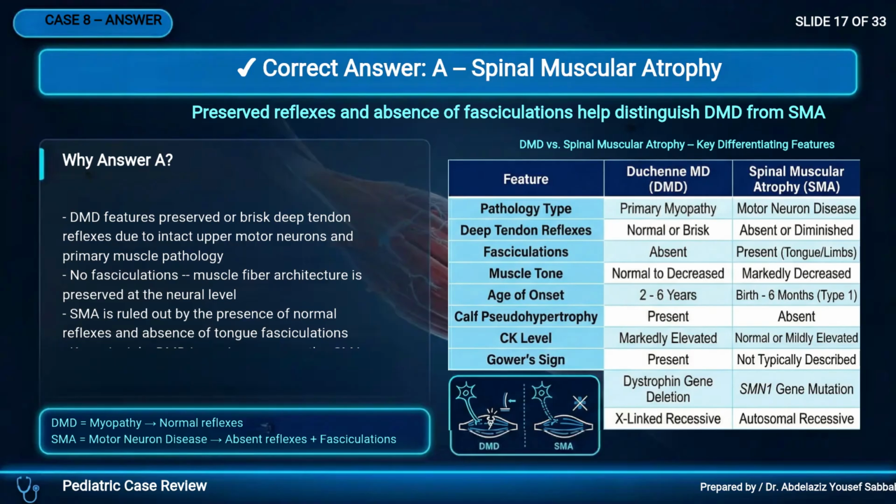In Duchenne muscular dystrophy, reflexes are normal or brisk, fasciculations are absent, calf pseudohypertrophy is present, creatine kinase is markedly elevated, and the condition follows X-linked recessive inheritance. In spinal muscular atrophy, reflexes are absent or diminished, fasciculations are present, creatine kinase is normal, and the mutation is in the SMN1 gene with autosomal recessive inheritance.